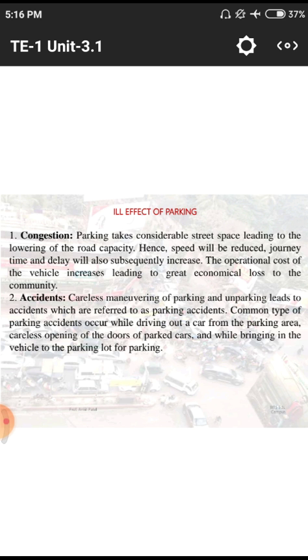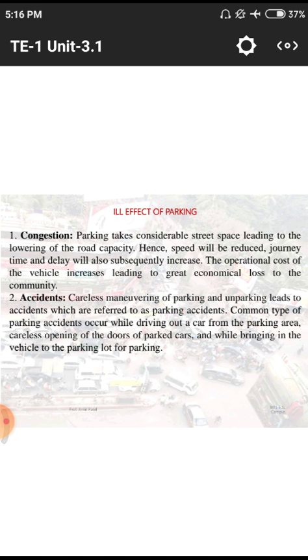Next one, the operational cost of the vehicle increases, leading to a great economical loss to the community. That means the operation cost of the vehicle increases. What is the operation cost? We are simply moving with a small speed for a huge time, so automatically the vehicle owner has to use more fuel. That leads to this operational cost.